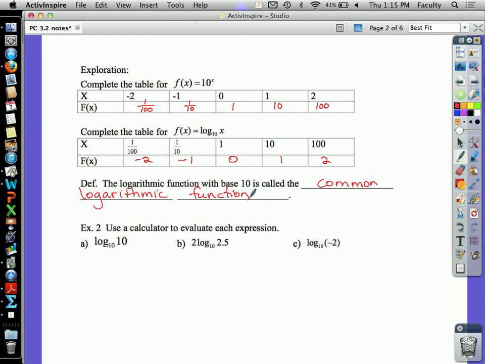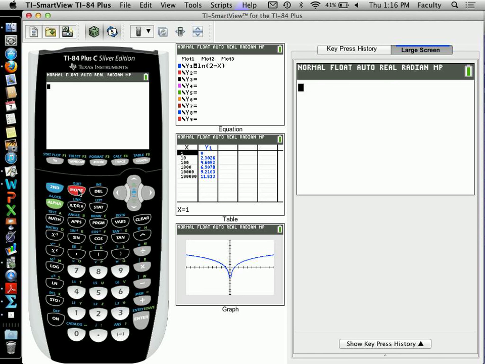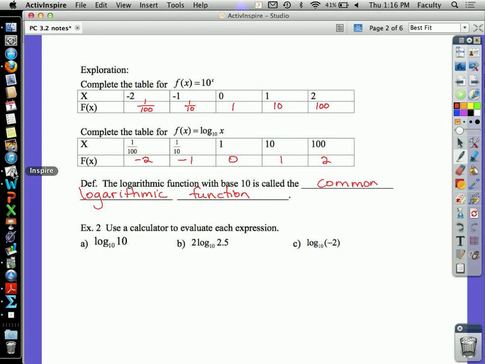So on your graphing calculator, there are two buttons we can use on the keypad. So if I want to look at log 10, you're just going to press the log 10. And we probably didn't need our calculator for that, right? And then I have 2 log 2.5. And then for C, we really ought to not touch our calculator for that, right? Undefined. It is undefined. So common log, if you see log with no base, it is assumed base 10.